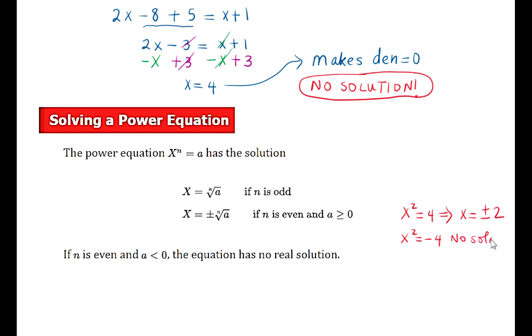In the future, if you work with complex numbers, you may get a solution, but right now we have no solution. And we just say here no real solution. That's why. You don't have any real numbers that satisfy that, so I just say no solution. Now let's go over some examples about that.